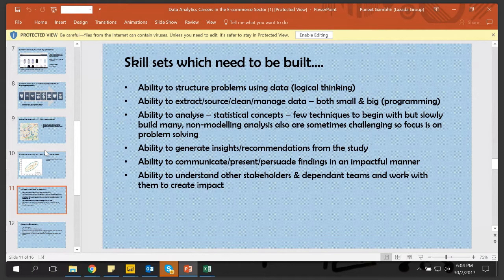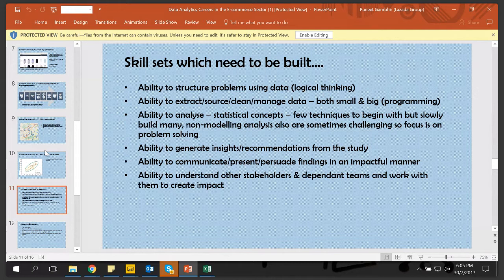Ability to analyze statistical concepts. I spoke about it, have a few techniques, but have them really strong. Also non-modeling analysis, things which you can do in Excel. There are a lot of problem statements which get solved in a non-modeling way even today, and those will continue to be like that, because you will always have problem statements which need quick answers, which need indicative answers. They don't need deep modeling.